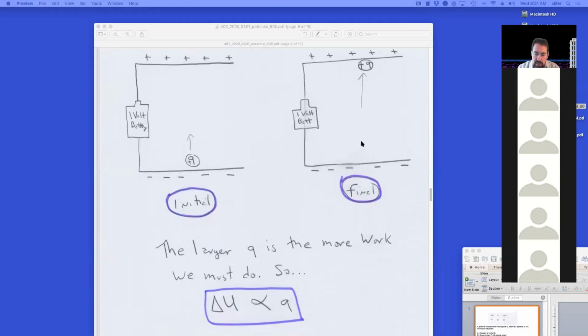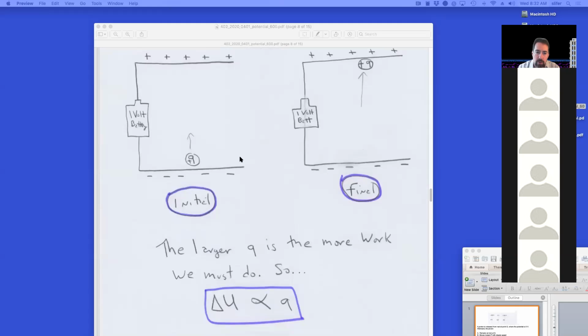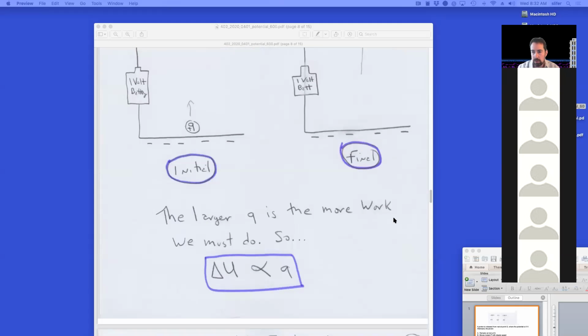And if I think about this, the bigger the charge that I have, if I start out with plus 9 coulombs on this thing, and I feel how hard it is to lift that up, and then I double it and I have 18 coulombs on this charge, I'm going to have to work twice as hard to get it up there. So I conclude very quickly, by doing the simple experiment, that the larger the Q is, the more work we must do, and that work that we do is proportional to the amount of charge.